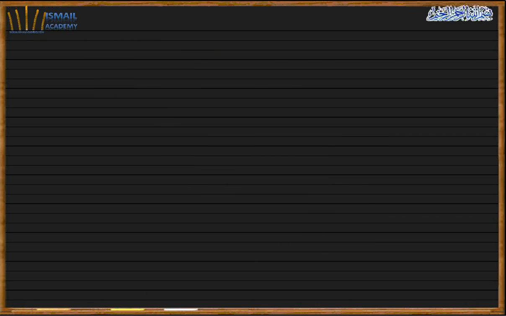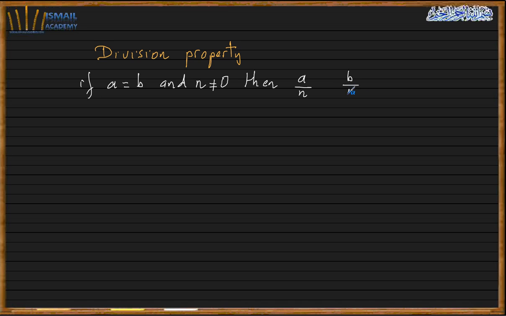So the last property is the division property. So if A equals B and the number that we use is not 0, then if I divide by that number on both sides, it is still equal. So let me give you an example.